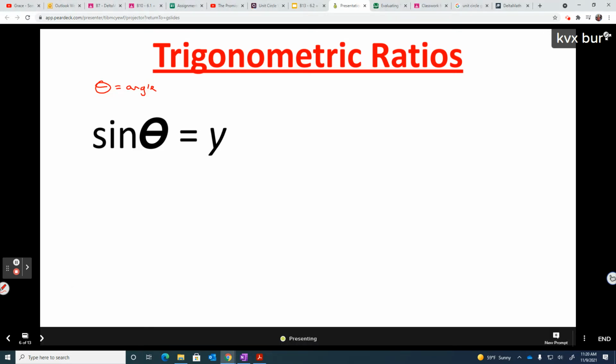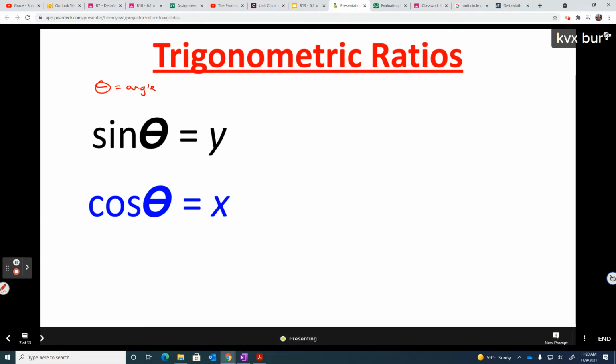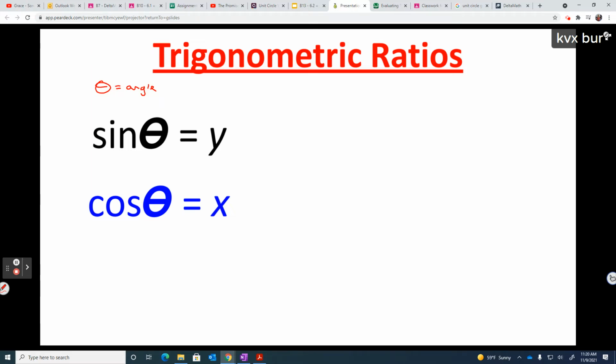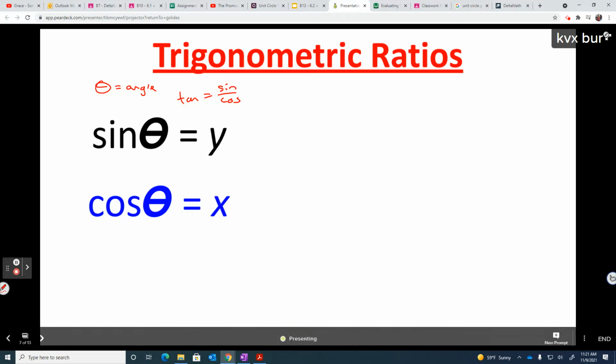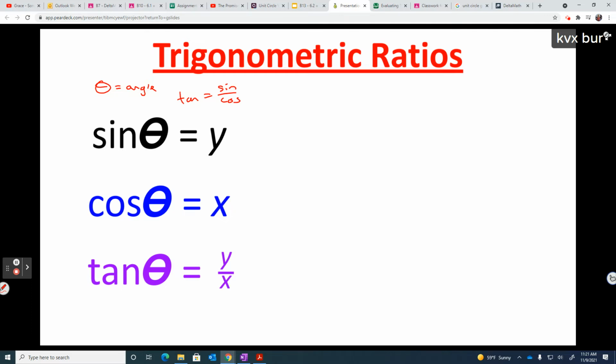All right, so the sine is the y, the cosine is the x. Now the third one you've probably heard of before is the tangent. We just abbreviate it tan. And anybody remember the relationship between sine and cosine and tangent? Tangent is something over something. I'm sure you've seen before, tan is the sine over the cosine. So if tan is the sine over the cosine, that means it's going to be the y over the x. So we can find the tangent of an angle by taking the y coordinate over the x coordinate.